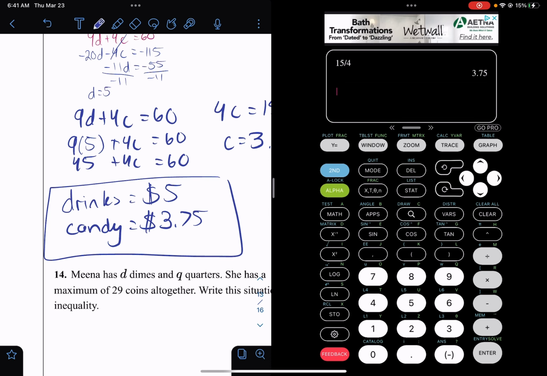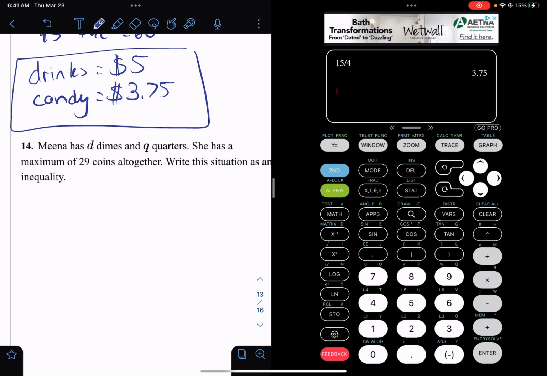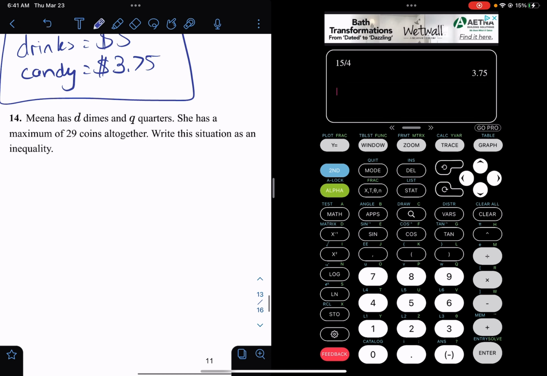All right, let's see. It says Mina has D dimes and Q quarters. She has a maximum of 29 coins altogether. Write the situation as an inequality. Okay, so now we're writing an inequality here. D dimes, Q quarters. She has a maximum of 29 coins. All right, so we know that if we have D dimes and Q quarters, our total coins altogether is going to be D plus Q. And we know that she has a maximum of 29. So if her max is 29, that means that her total is going to have to be less than or equal to 29. That's it.